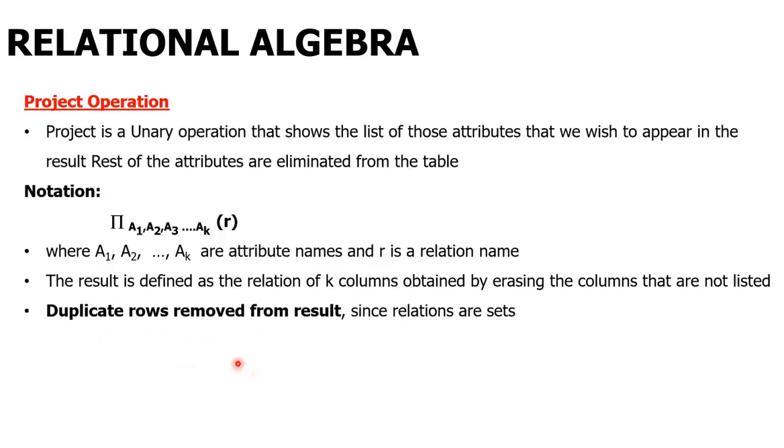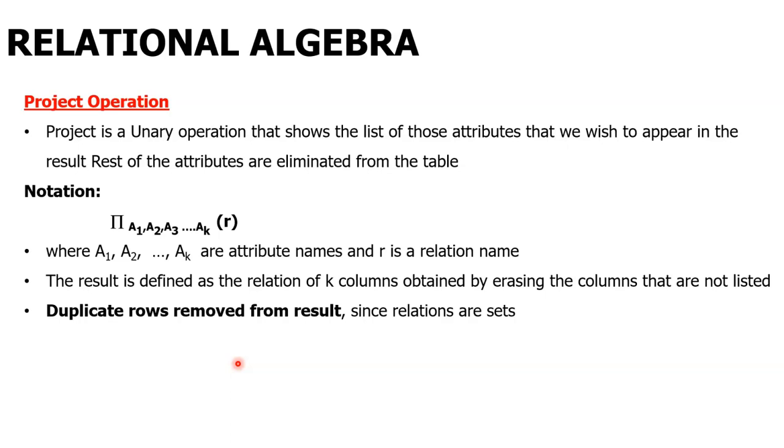Okay. So next, coming to the project operation. Previously I was just selecting, I wanted only the CSE department person, so the entire row was displayed, right? Suppose I want some set of rows or attributes to be displayed. When I use this project operator, it will display what we want, and the remaining attributes will get deleted from the table.